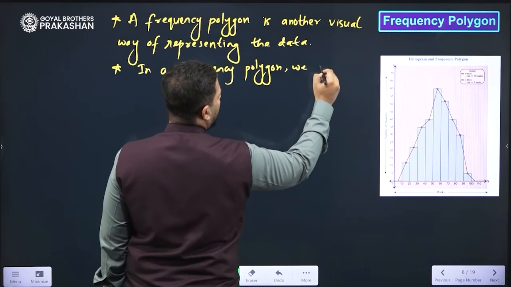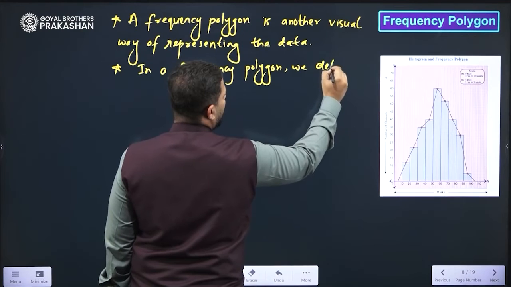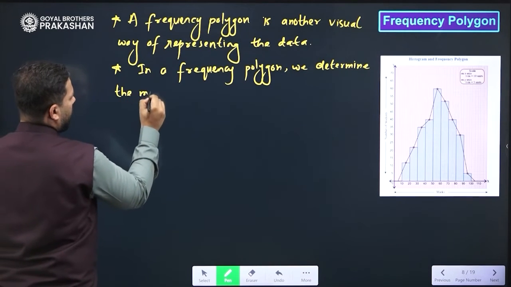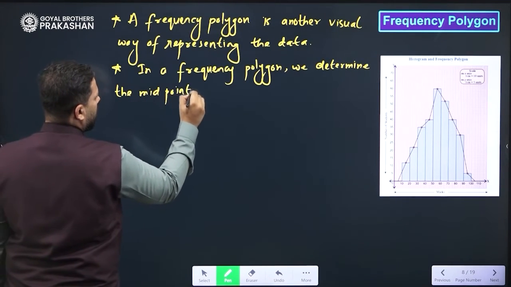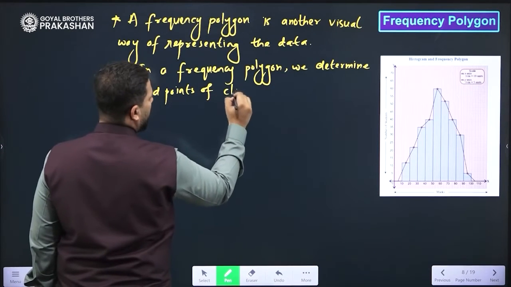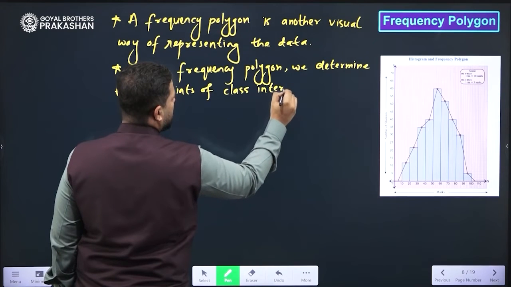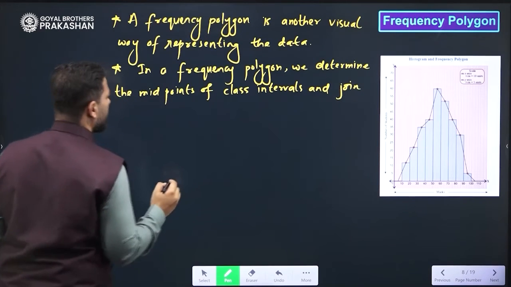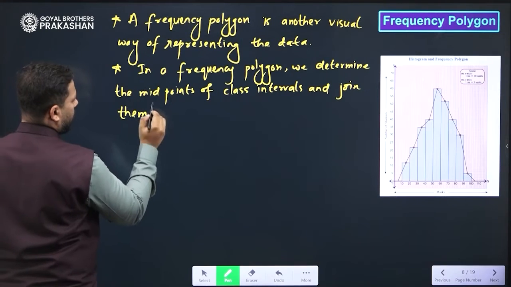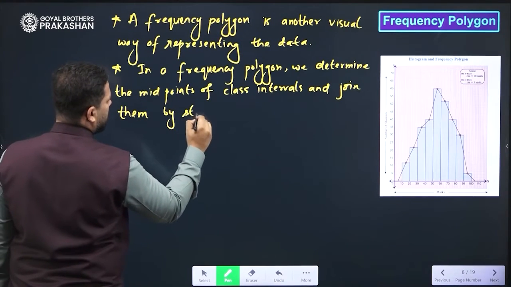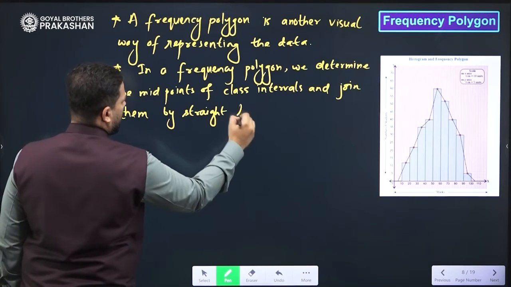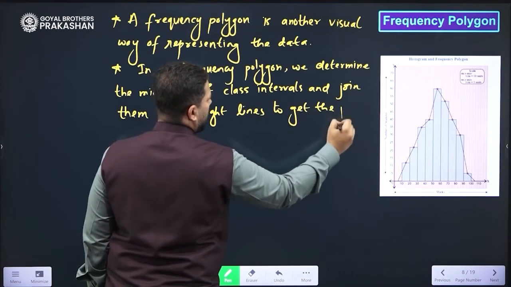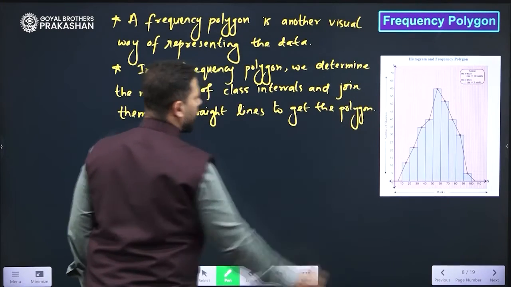In a frequency polygon, we determine the midpoints of class intervals and join them by straight lines to get the polygon. Right? This is how it's made.